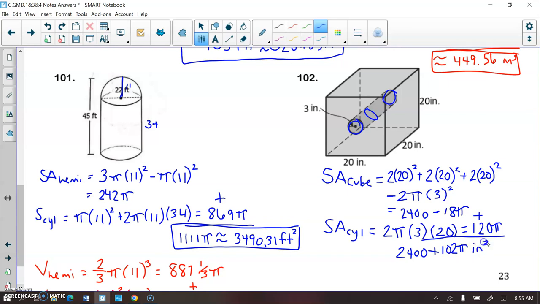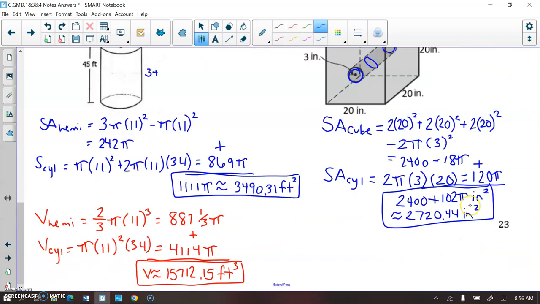inches squared, which is approximately equal to, if I asked you to round, 2,720.44 inches squared. All right, so for this one, volume's pretty simple. I take the volume of the cube and then I'll subtract the volume of the cylinder, and that's it.